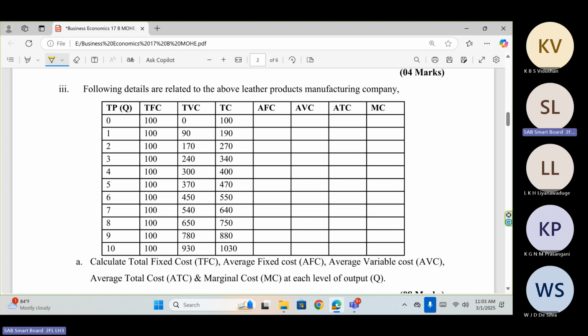Then you put the in-between values here. Delta TC, 100 to 190, delta TC is 90, divided by delta Q, you get 1. But this is very easy because this is cost. If it is production, that is a change.